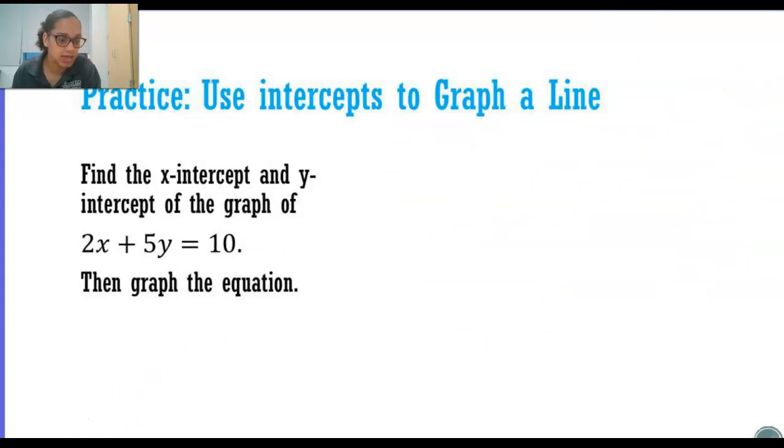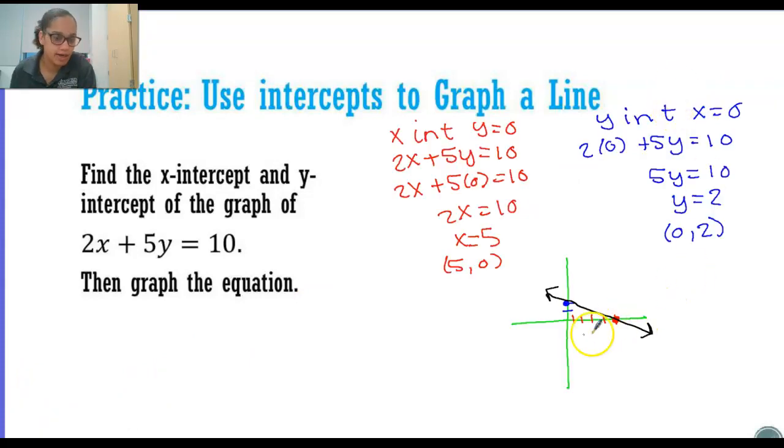So I want you to try on this one. See if you can find the x and y intercepts. So go ahead and pause here and see if you can graph it. Alright, go ahead and check your solutions with my solutions. I got 5, 0 for the x-intercept and 0, 2 for the y-intercept. And here's a crude sketch of my graph.